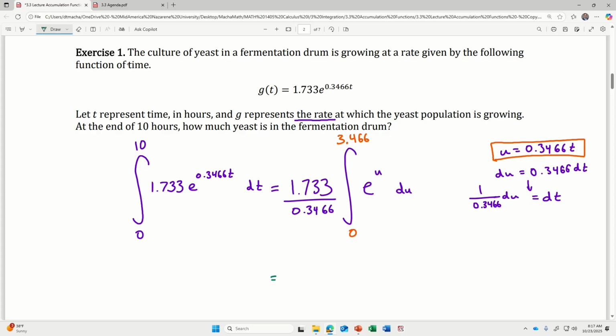So now 1.733 divided by 0.3466 times, what's the antiderivative of e to the u? E to the u. Lower bound 0, upper bound 3.466.